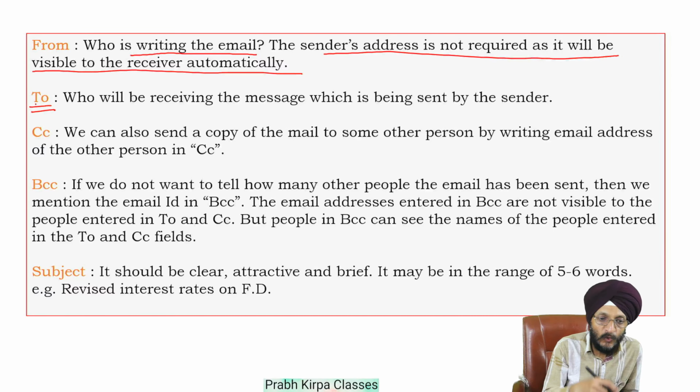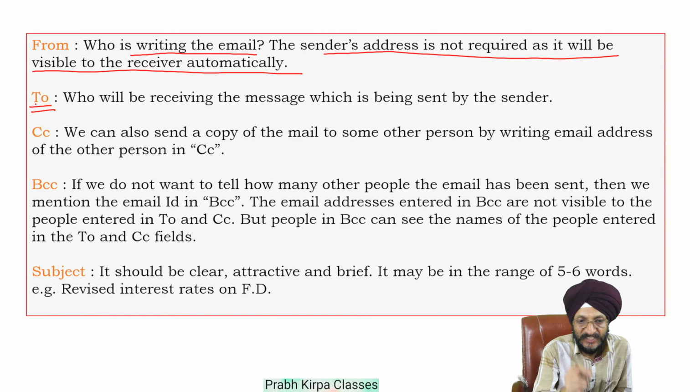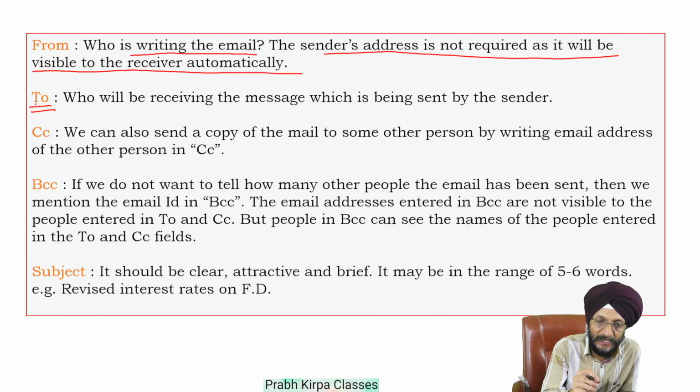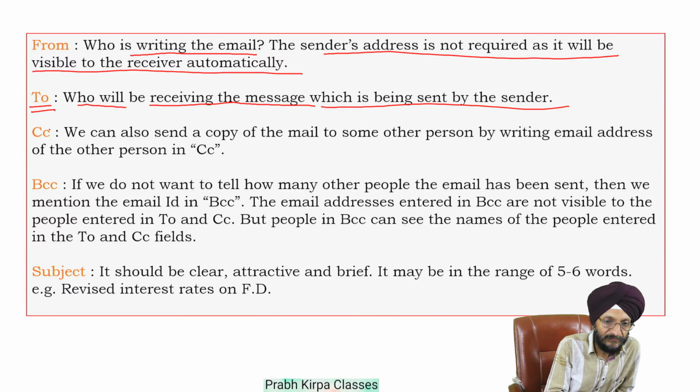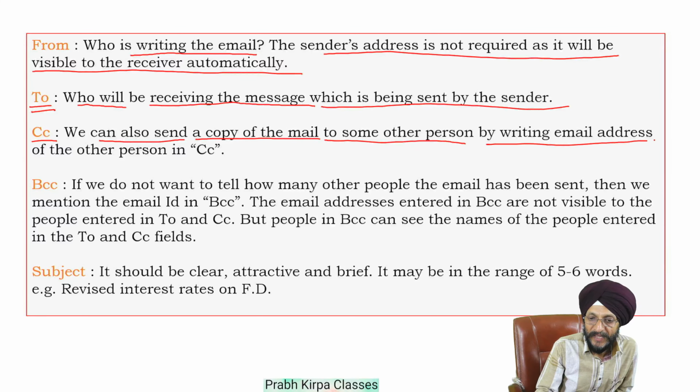However, the address to whom you are sending the mail will have to be mentioned by you, or picked by you from the names already stored in your system. That is, in the case of To, it will mention who will be receiving the message being sent by the sender. CC means we can also send a copy of the mail to some other person by writing the email address of the other person in CC.